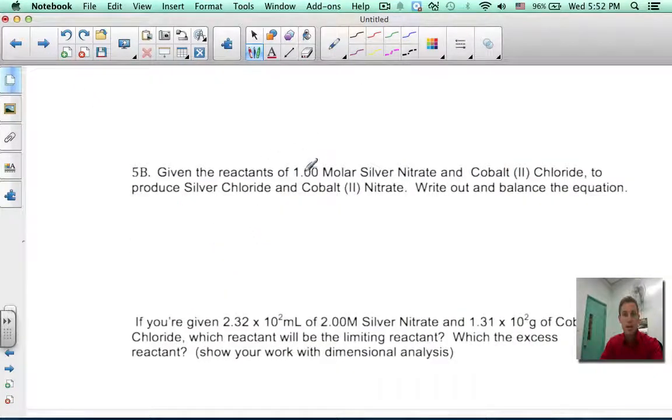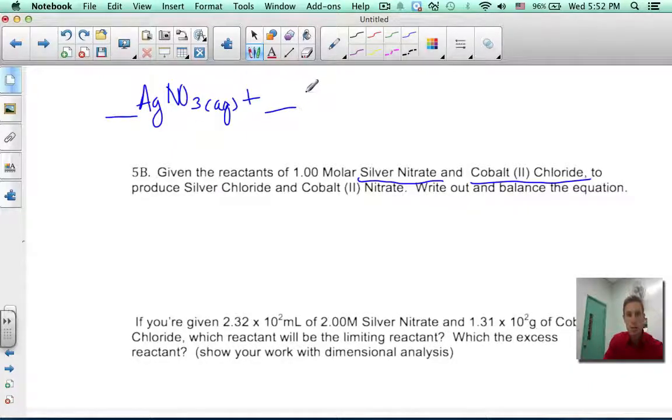is 5b. Given the amounts of silver nitrate and cobalt 2 chloride. All right, let's do that. Let's write out a reaction. Silver nitrate is going to be aqueous. You don't have to know that it's aqueous. I'm just telling you that it is. And I'm going to react it with cobalt 2 chloride.